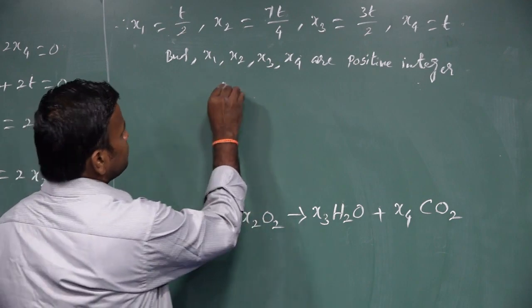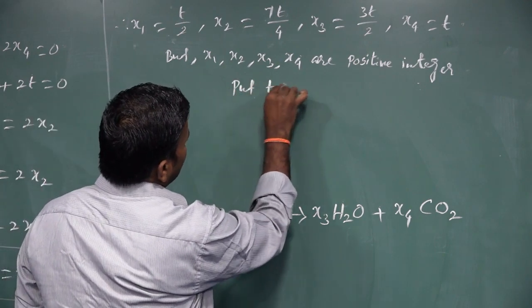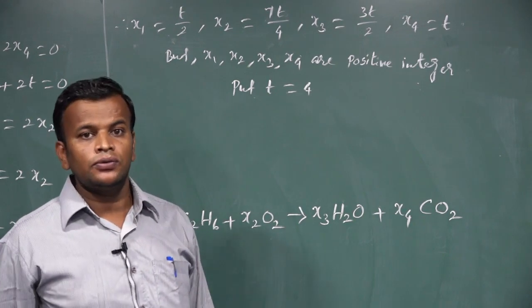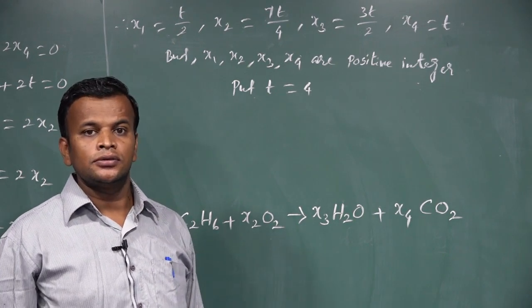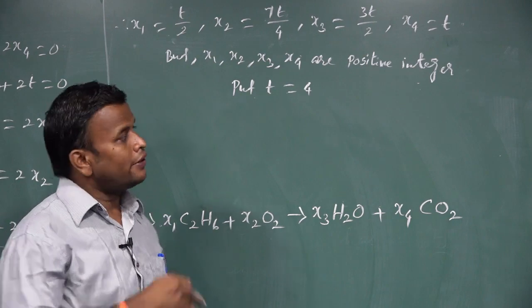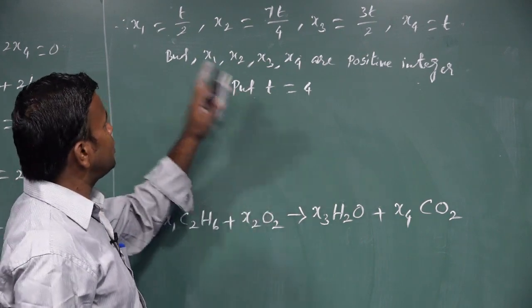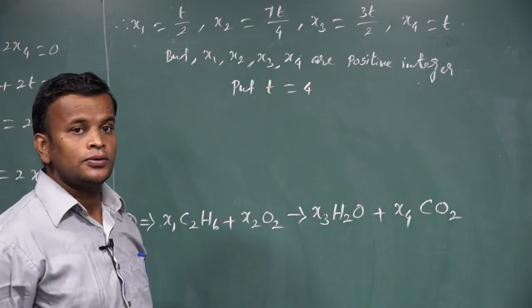So we put the value of t is 4. Not only 4, it can take the multiples of 4. It can take 8, 12, 16, all values are possible, but we take the least value. So we use this value in x1, x2, x3, x4.